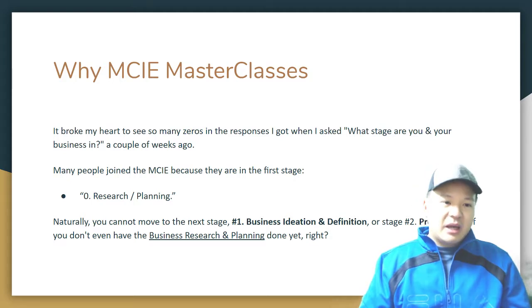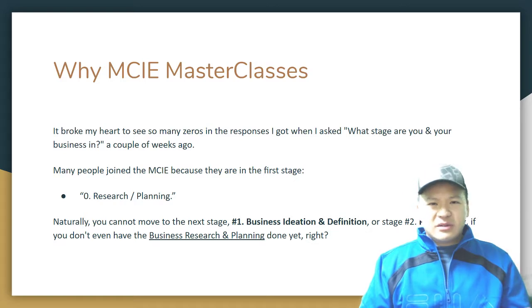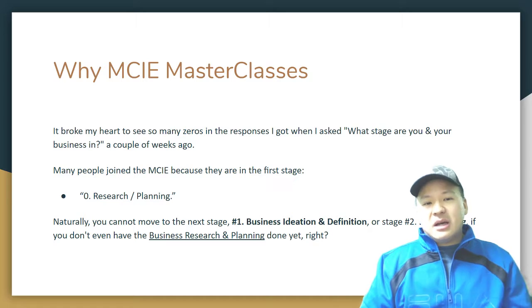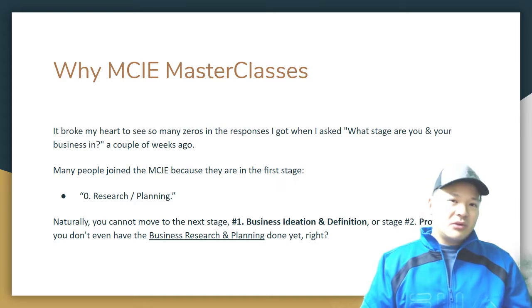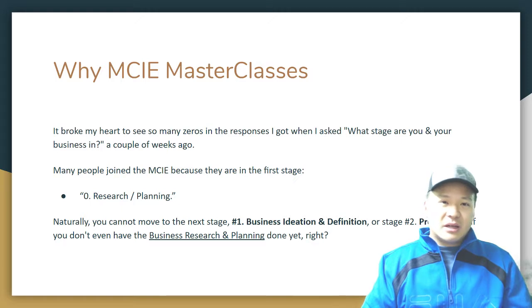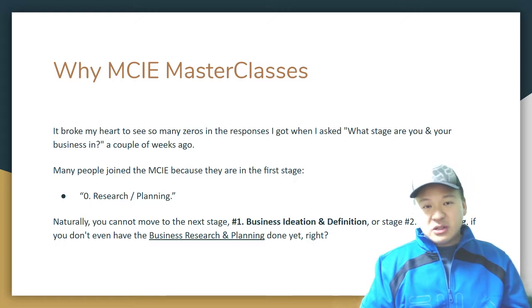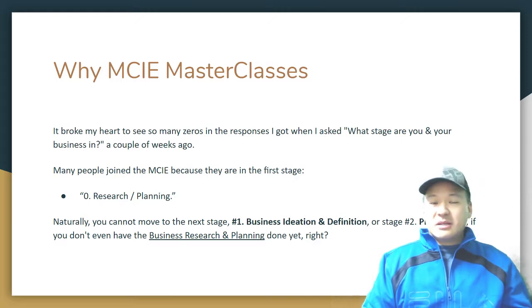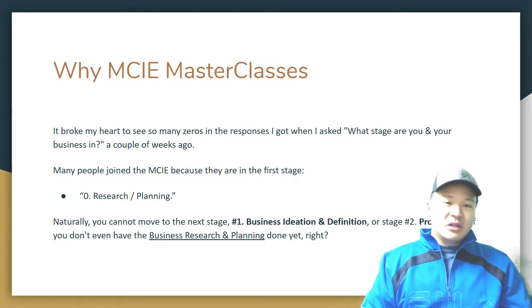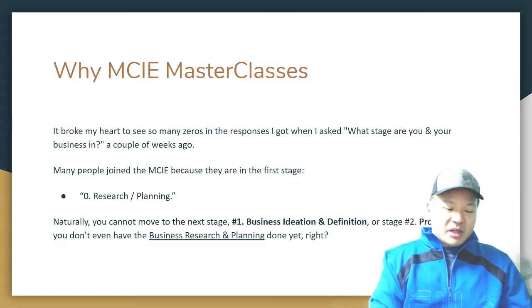Then you can move on to stage two, which is prototyping, which is basically taking the idea you have, testing the market, getting customer research, all that stuff. Then stage three, four, five, we're going to look at in the next slide. But basically you need to get past stage zero to get to stage one or stage two, right? If you don't even have your business research and planning done, you can't move on to stage one, and you can't move on to stage two if you can't finish stage one. So it's step by step.